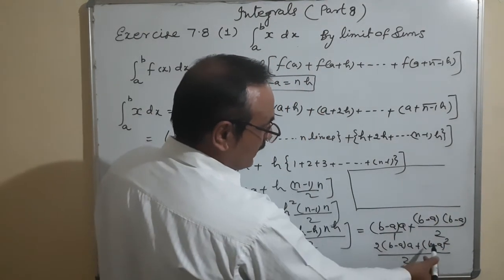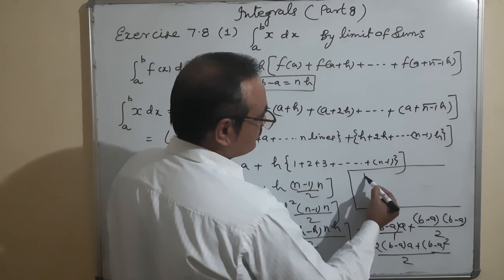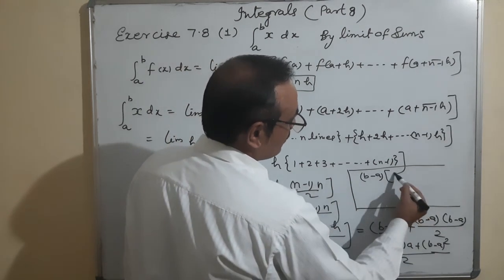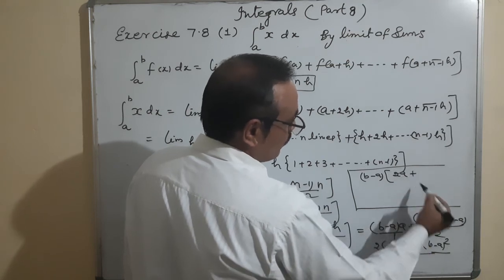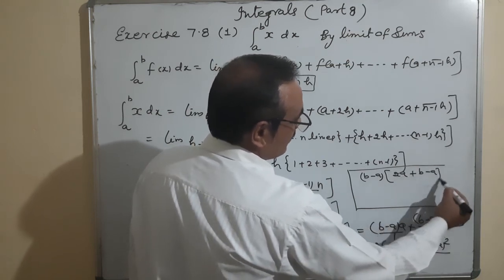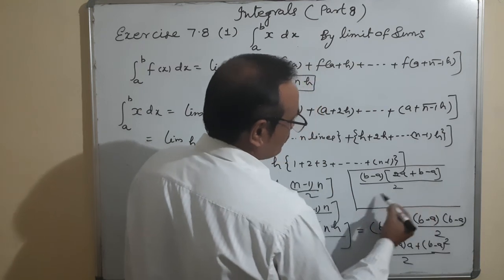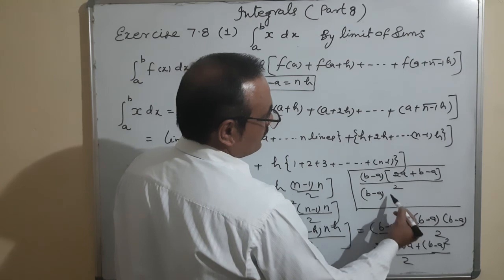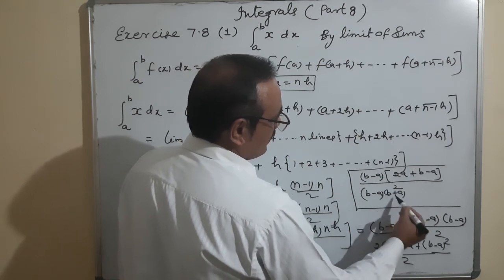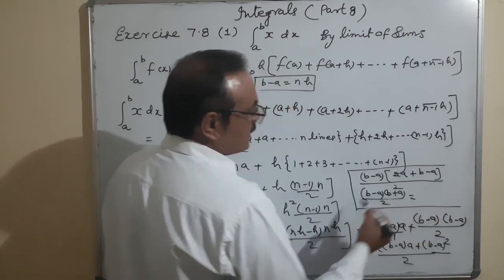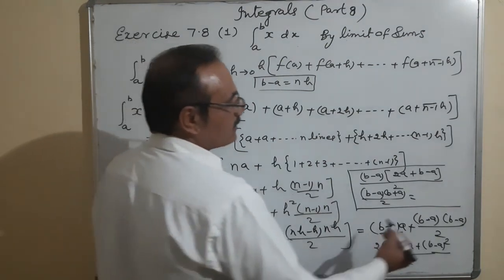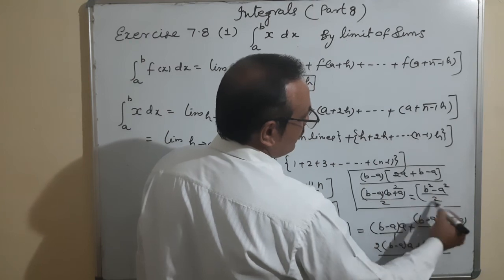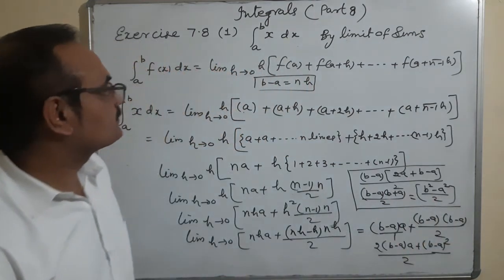Result is I can take b minus a common. What is left here? 2a plus 1b minus a left upon 2. b minus a, 2a minus a plus b, or b plus a upon 2. So b minus a, b plus a, b square minus a square upon 2. Final answer, b square minus a square upon 2. Okay, this is the final answer.